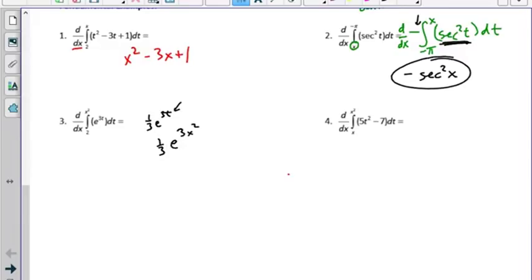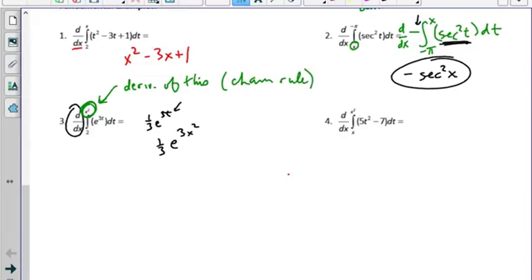Something that's important to know is since I'm taking the derivative of the integral, I also have to do the chain rule in this problem. So I basically get the function back, but I also have to take the derivative of what I'm subbing in. So I'm subbing in x squared. I have to take the derivative of this as well with the chain rule.